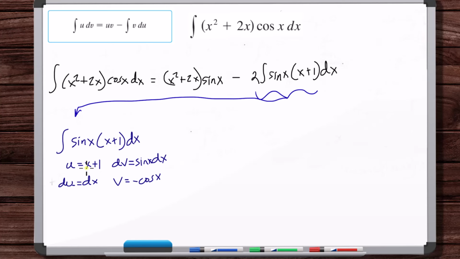du dx is the derivative of x plus 1, which is just 1, so du dx is equal to 1, multiply both sides by dx. Here, the derivative of cosine of x is minus sine x. So the derivative of minus cosine x is sine x. So, okay.